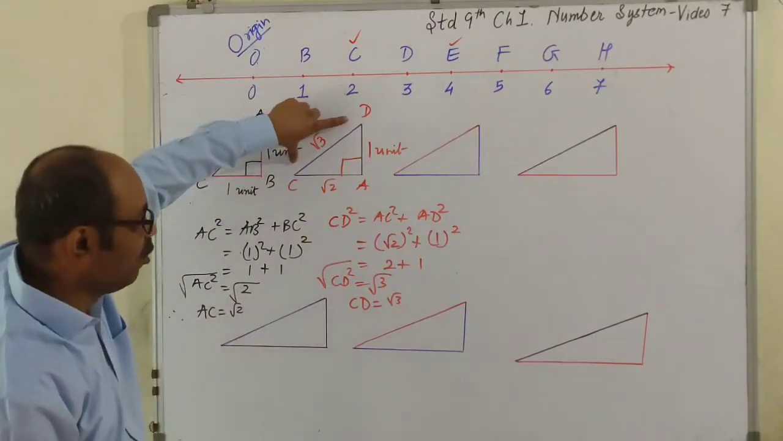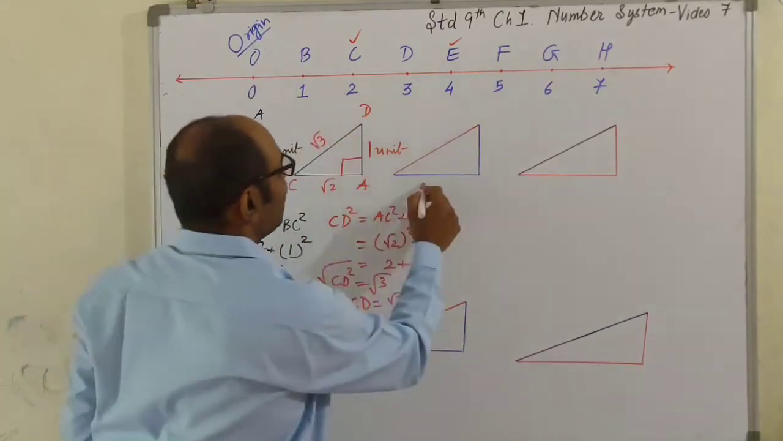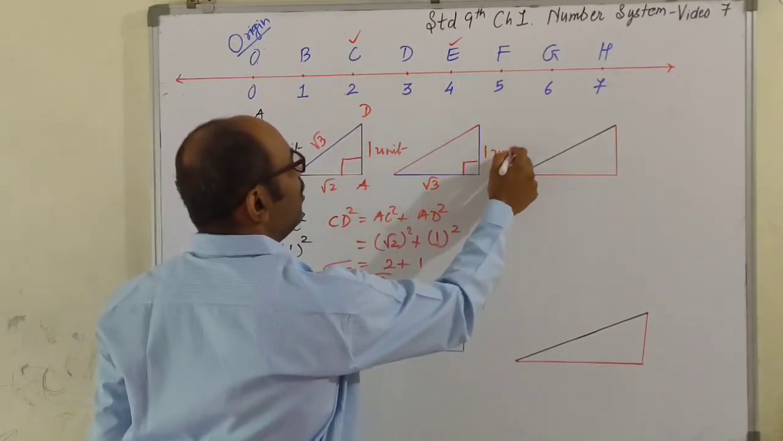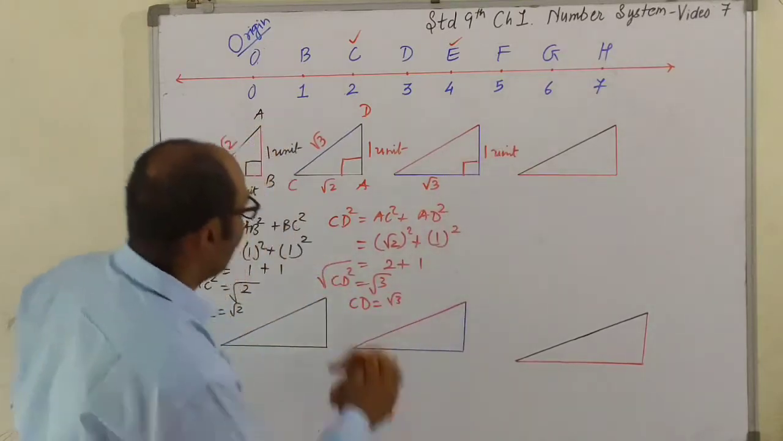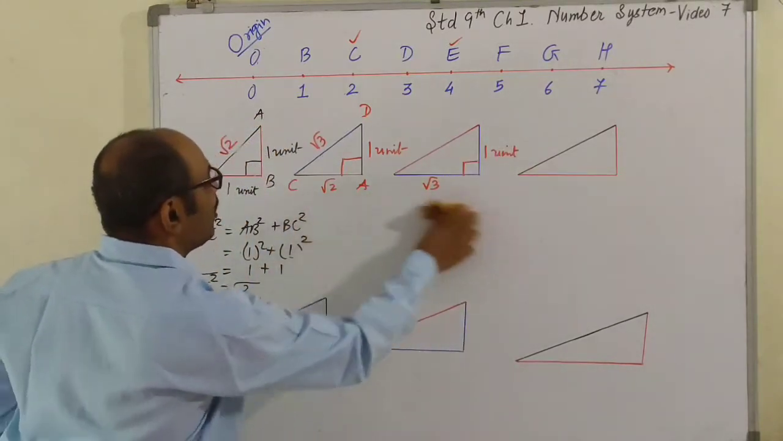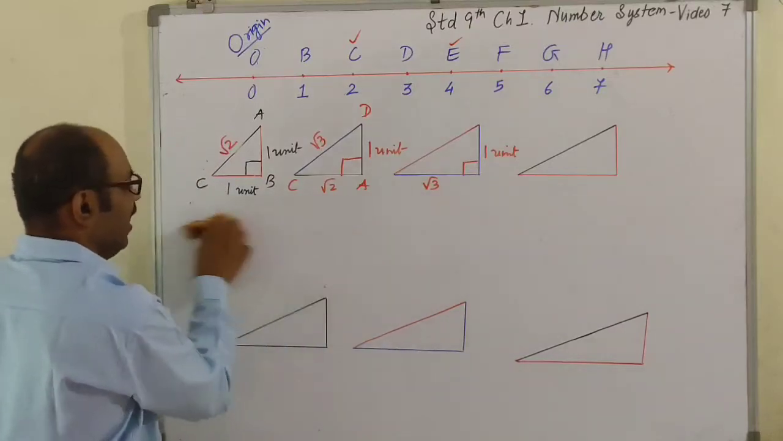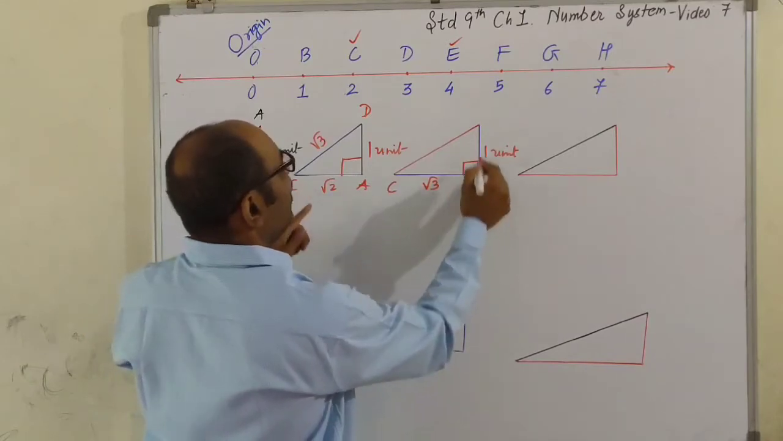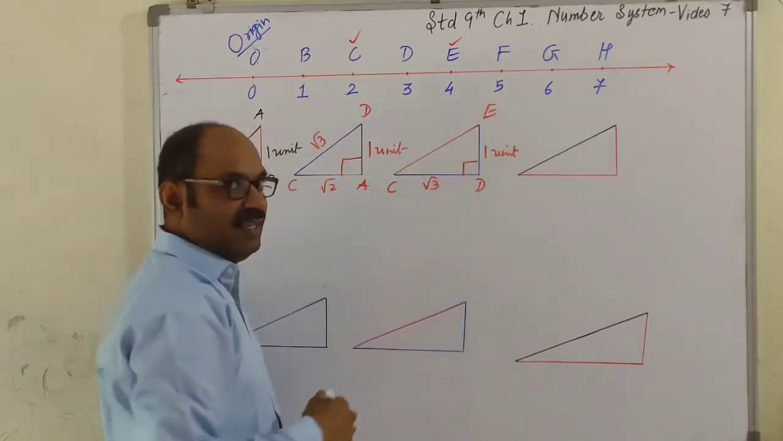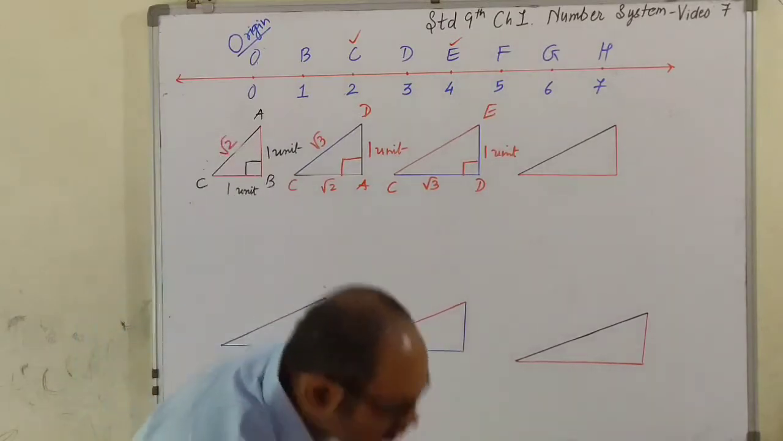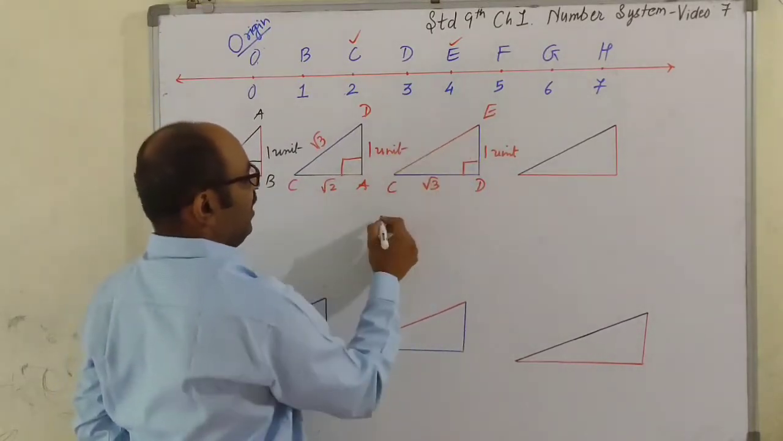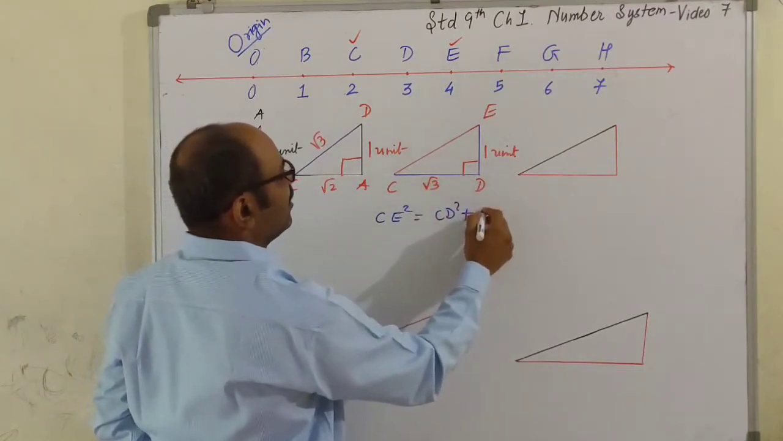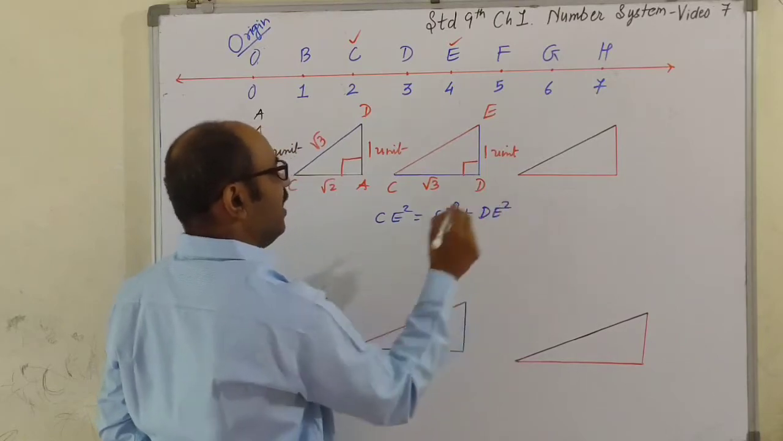Now that CD blue line I have taken here. This is root 3 units. And perpendicular to it I am taking 1 unit. Alright. So how much would be this? Let's check out. Check करते हैं. How much would be this hypotenuse? ये है C, D और इसको बोल दो E. So angle D is right angle. Fine. This is hypotenuse CE. So CE square is equal to CD square plus DE square या ED square.